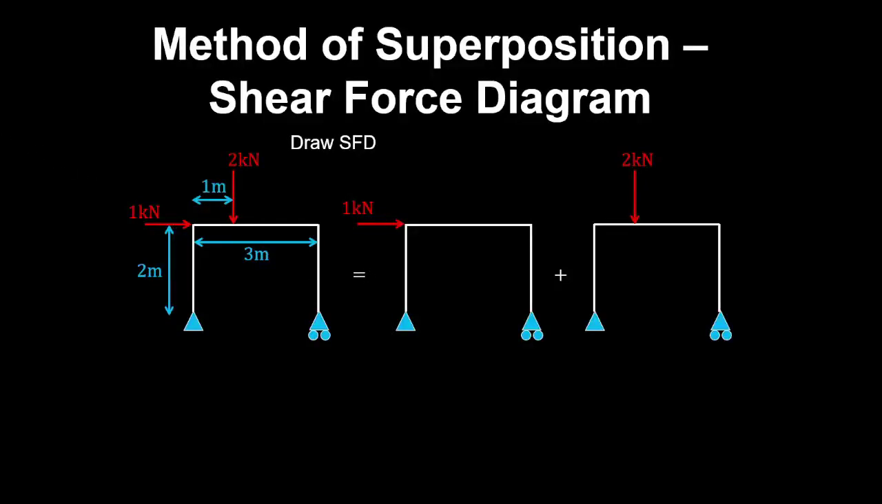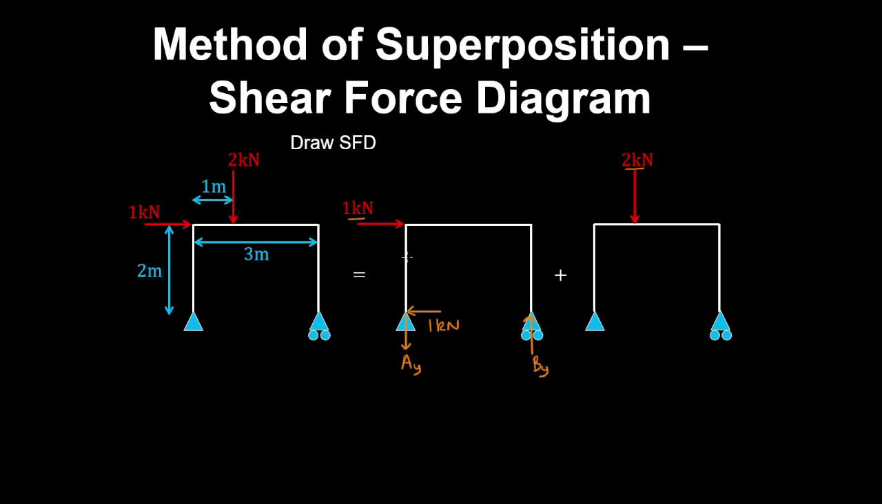We can also use the method of superposition to determine a shear force diagram for a frame subjected to multiple loads. So here we superimpose two cases with the loads applied separately. For the first case, by horizontal equilibrium of forces, we have 1 kN acting at the pin, and we know there's a vertical reaction at the pin, which I'll assume is acting downwards, and a vertical reaction at the roller, which I'll assume is acting upwards.